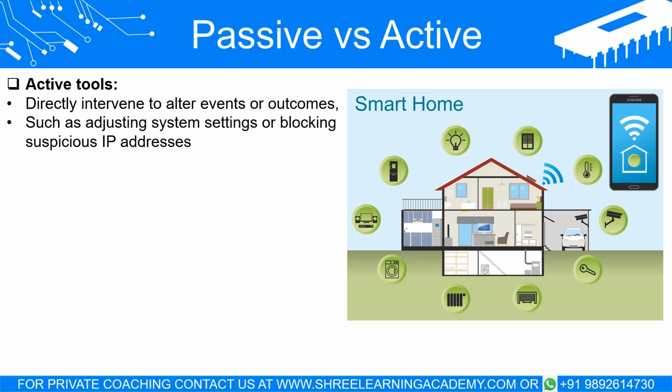A good analogy for active tools is a smart home security system. When the system detects an unauthorized entry, it doesn't just record the incident and alert the homeowner, it also takes proactive measures such as sounding an alarm, locking doors, or even notifying the local authorities.